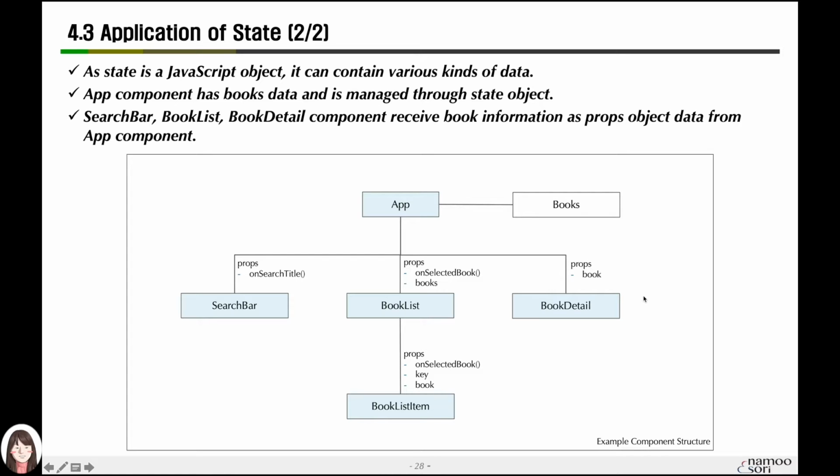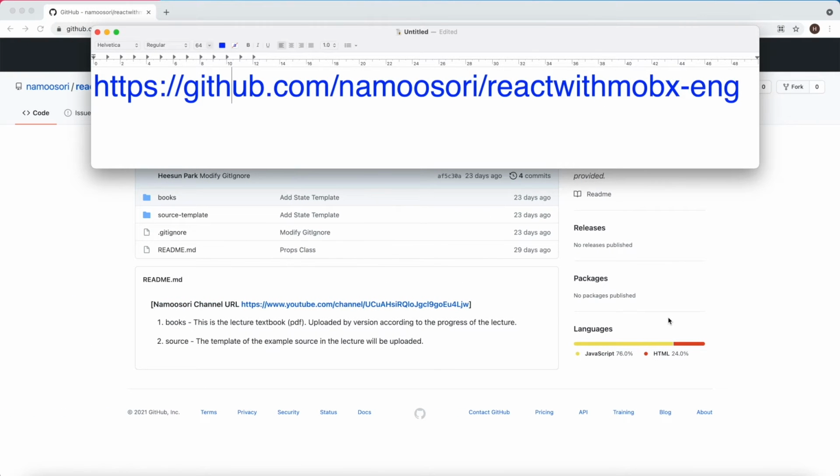Likewise, book detail will receive information about a book, and the search bar will receive a function called onSearchTitle that came through props. We will explain it again as we construct the code. Book list, book detail, and book list item won't make a state. The contents related to the state are expected to be defined in the app component. I want to implement the functions I just explained by taking that data and passing it through props. Then let's start now.